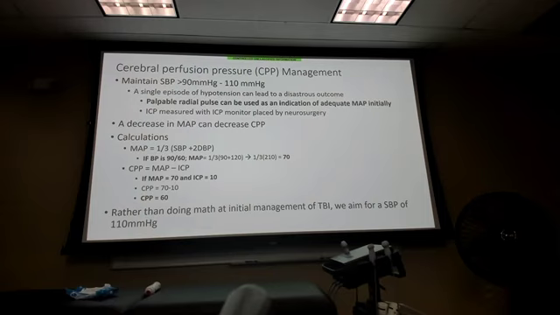Like we talked about with the secondary brain injury, a single episode of hypotension can have disastrous outcomes. If we let the blood pressure get too low, that decreases our MAP, which decreases the CPP, which means we're not getting enough blood flow to the brain, and you're going to have disastrous outcomes, a lot of brain tissue loss.